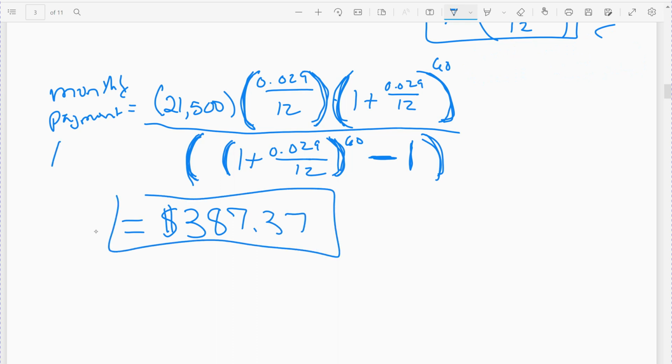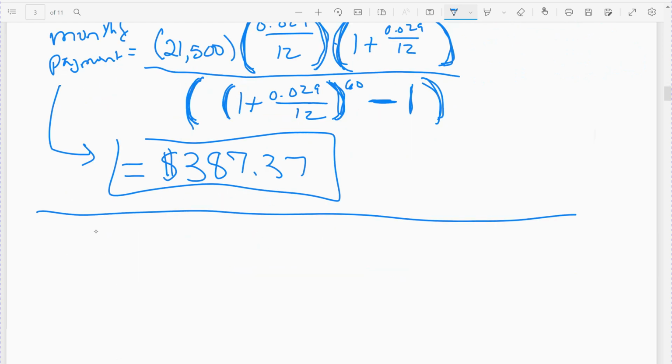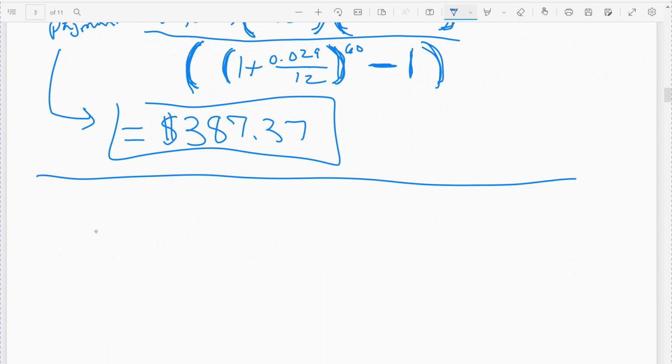Alright, so the monthly payments are $387.37 for 60 months. That's what you have to do. That's the monthly payment on the car. So to pay back your car in 5 years, or 60 months, you have to pay the bank or the car place $387.37. So how much do you actually pay for your car?